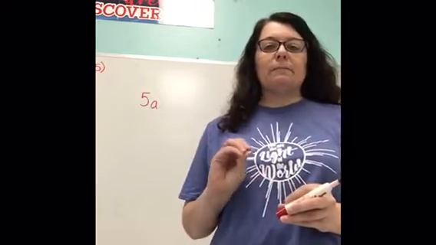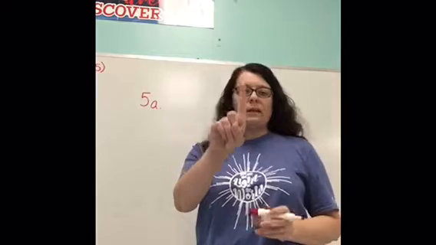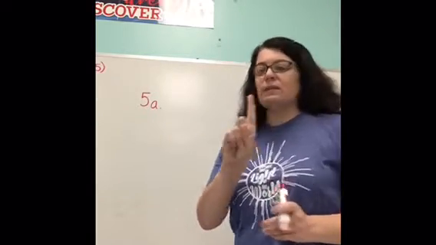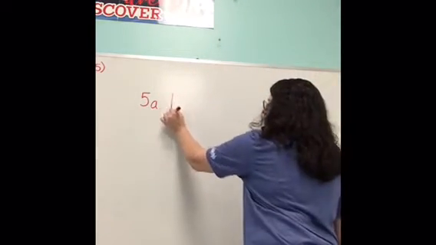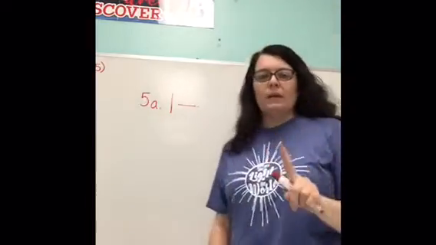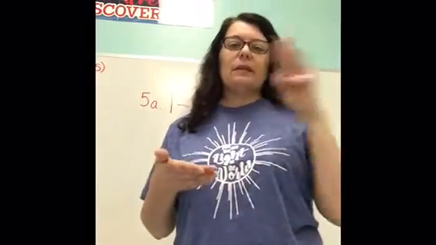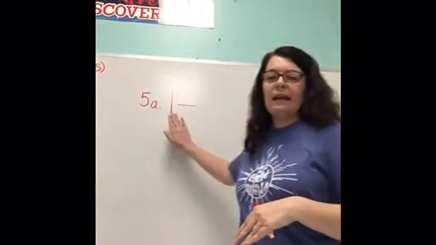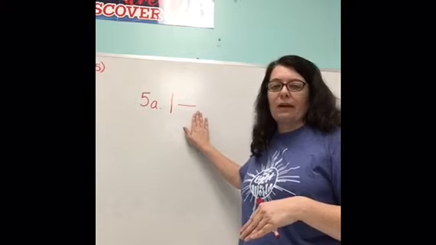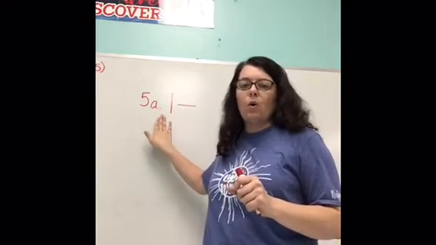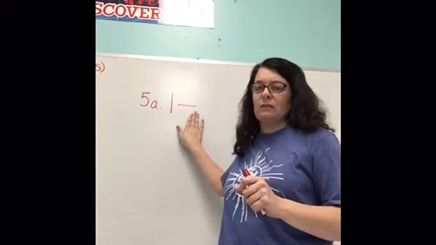How many of those shapes for 5A are completely filled in? 1. One circle is completely filled in. So my whole number is 1. And then I have a piece of a pie left over, a piece of a circle that is filled in. That means that I have a whole pie and a fraction of a pie, or a whole thing and a fraction of a thing.